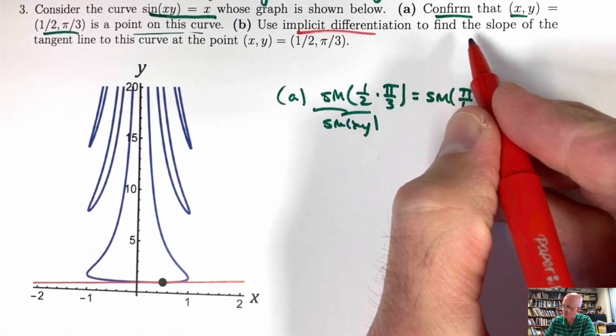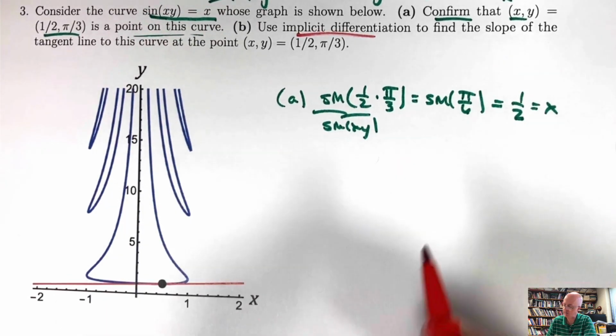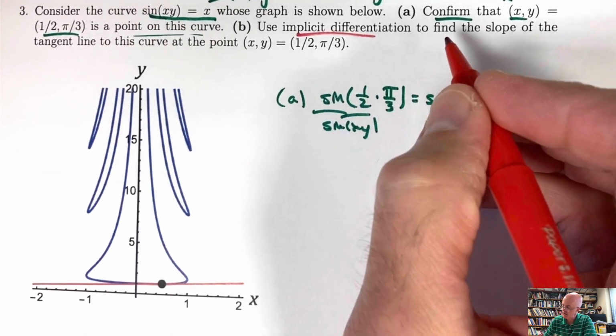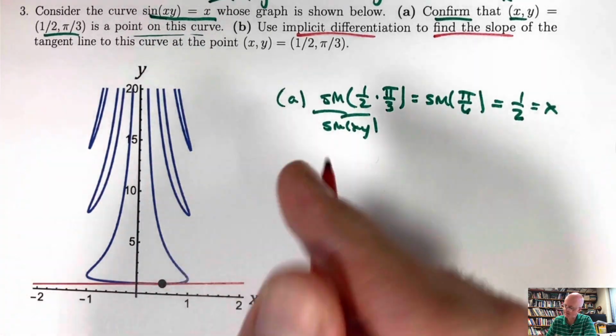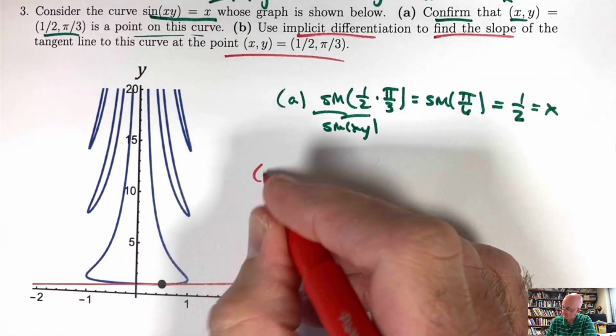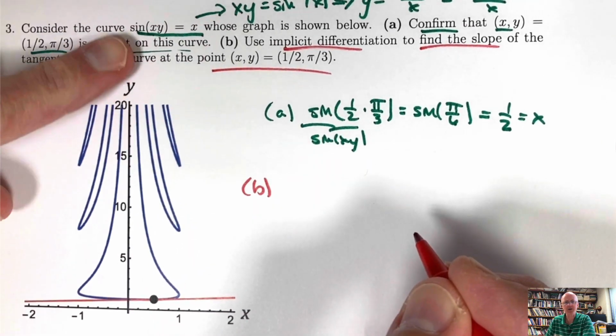Like I mentioned in number 2, you do want to confirm the point is on the curve first if you are able to. Use implicit differentiation to just find the slope this time. We won't bother finding the equation of the tangent line at this point. Okay, now we got the sine function in there.